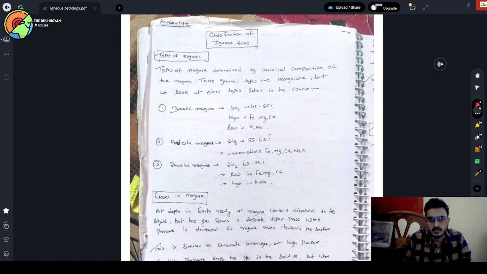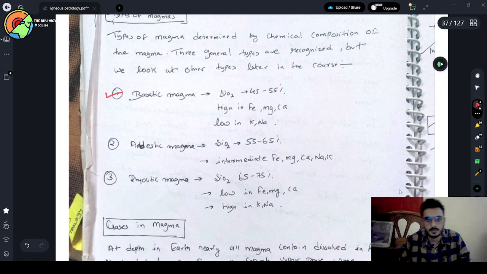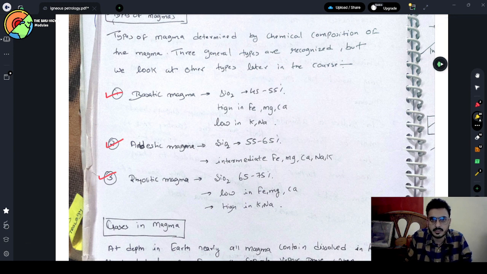So the first thing is the types of magma. How many types of magmas are there? We have basaltic magma, andesitic magma and rhyolitic magma. In basaltic magma, the SiO2 percentage is from 45 to 55%. Basaltic magma is rich in Fe, Mg and Ca, and has low potassium and sodium. The temperature is also high for basaltic magma.